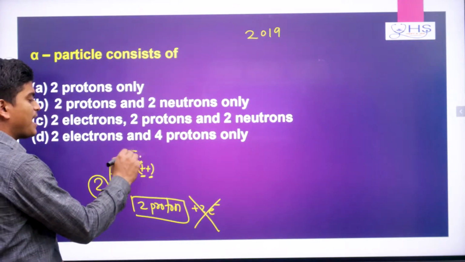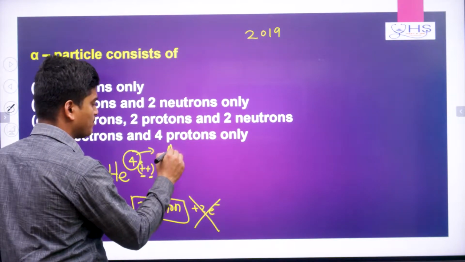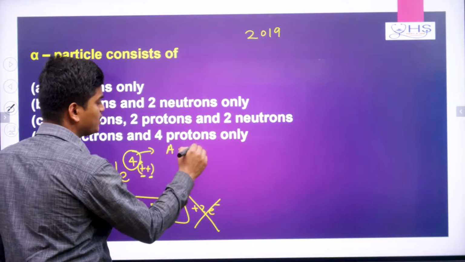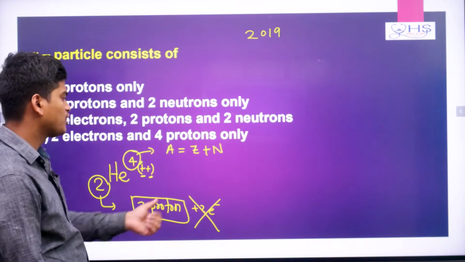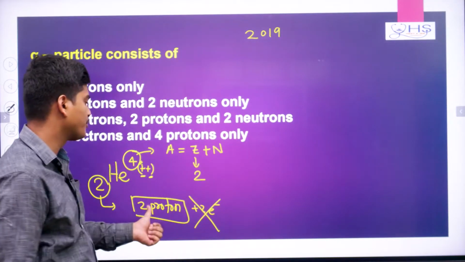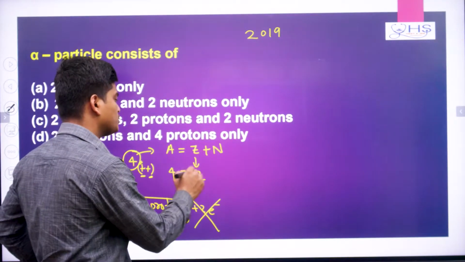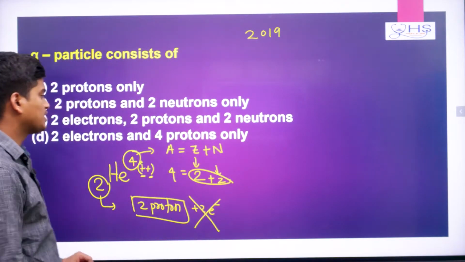Now from the mass number, try to understand. Mass number is A, that is basically atomic number plus number of neutrons. Here the atomic number is nothing but the number of protons, that is 2. And if the mass number is 4, then the neutron number will definitely be 2. So 2 plus 2 will come 4.